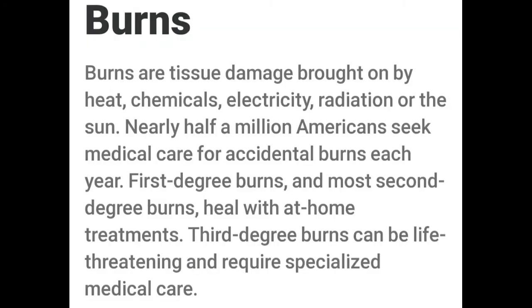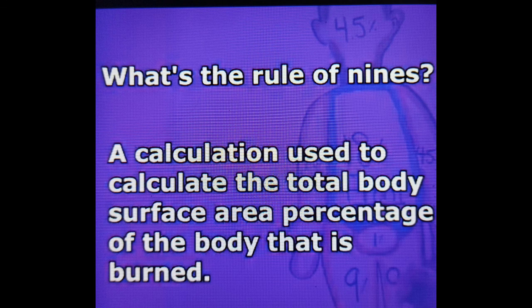What is a burn? What are the kinds of burn? There are 4 kinds of burns: thermal burns, chemical burns, electrical burns and radiation burns. We have to calculate the severity of a burn according to the percentage of total body surface area. It's a calculation used to find the percentage of the body that is burnt.